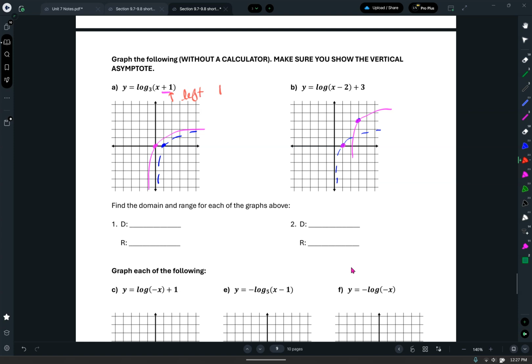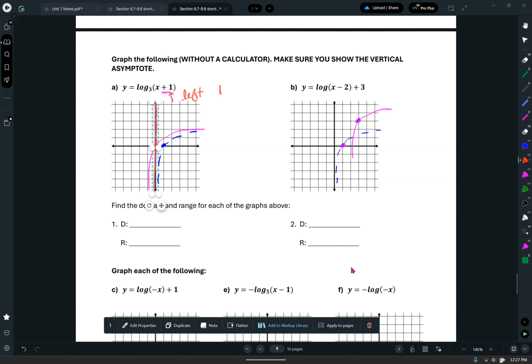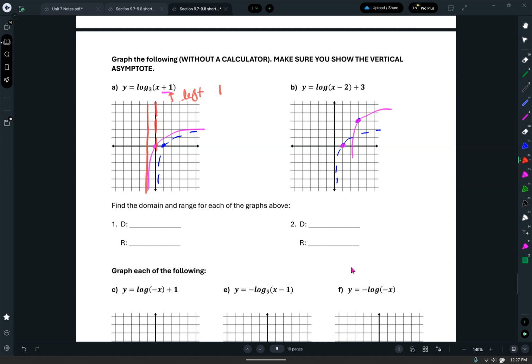So think of it this way, where the asymptote used to be right here, if I move that 1 unit to the left, it's going to move it right there. So now the asymptote is over there at -1.